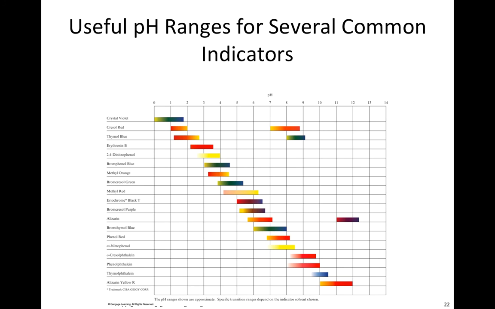Here we've got a chart that shows you how many different types of common indicators there are. So there's an indicator for every equivalence point out there. And so if you're doing a titration and nobody's told you what indicator dye to use, you do some math and figure out what pH the equivalence point is. And then if you say the pH is going to be 4 at the equivalence point, you're probably looking at using methyl orange or bromocresol green.